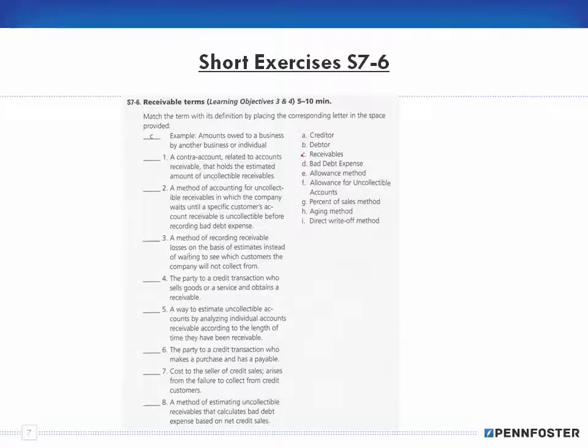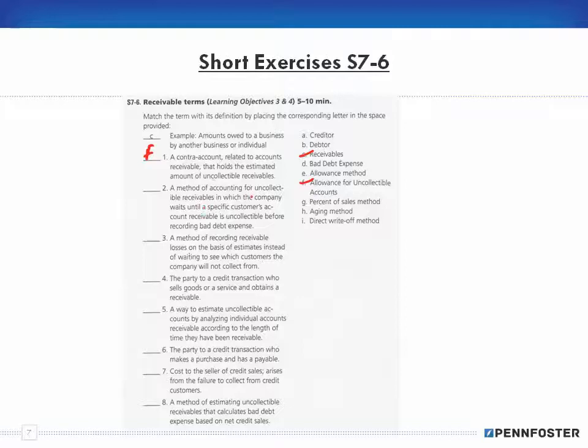All right. So the receivable is gone. Amount owed to a business by another business or individual. Yes, that's a receivable. So that's letter C. Okay. A contra account relates to accounts receivable that holds the estimated amount of uncollectible receivables. Well, that would be our allowance for uncollectible accounts. So this would be F.